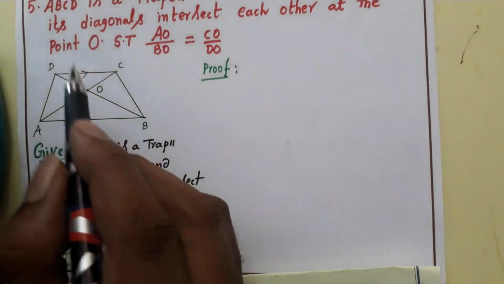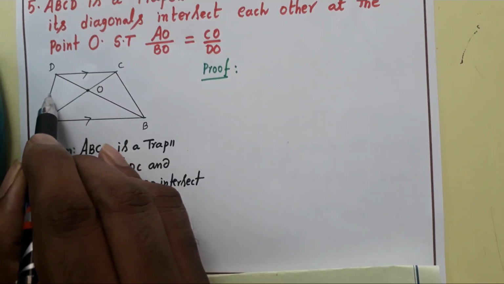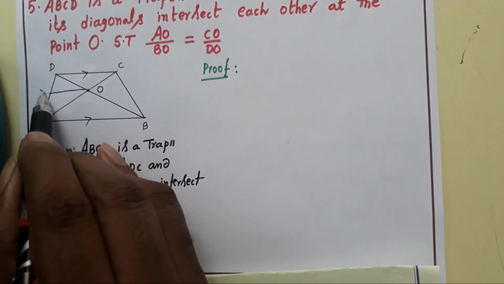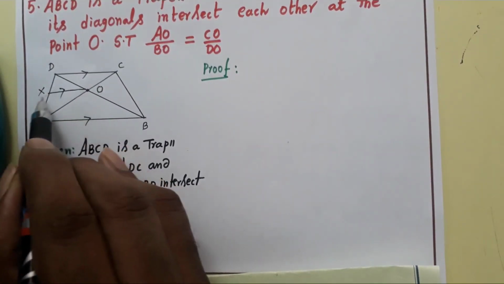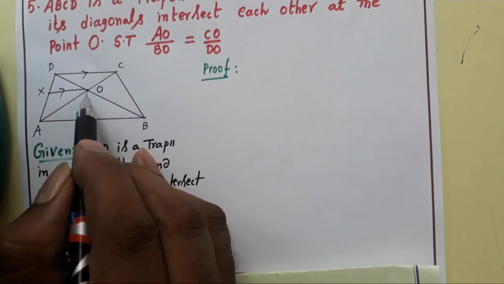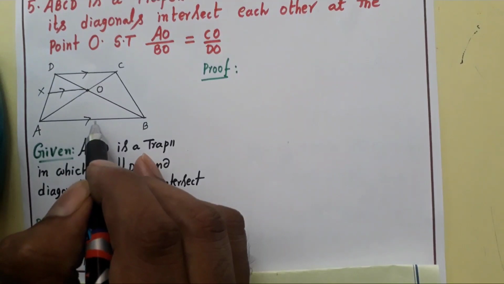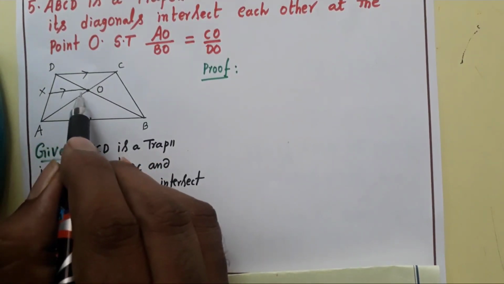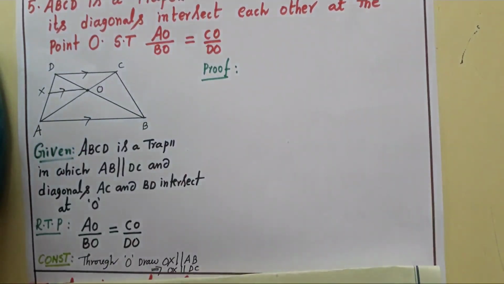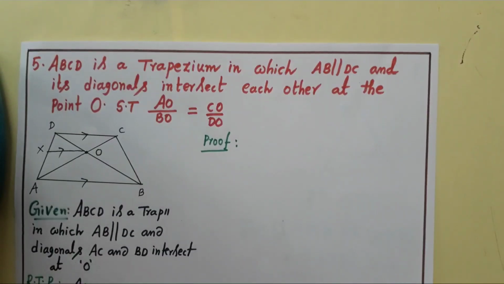That is, through this point O, you draw a parallel line OX to AB. Then automatically this OX is parallel to DC because first these two are parallel. That's why if OX is parallel to AB, automatically this OX is parallel to DC. Let us see the proof.